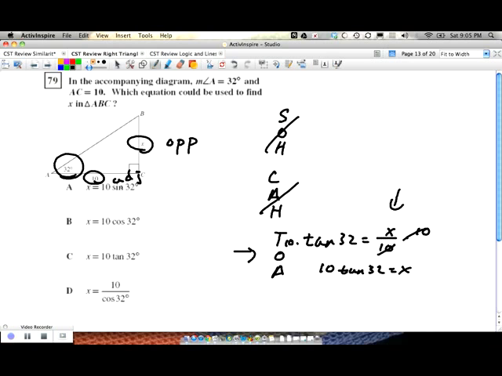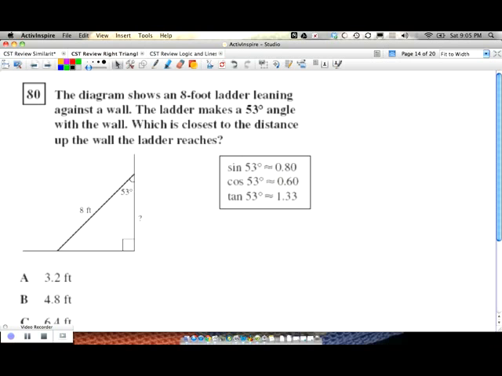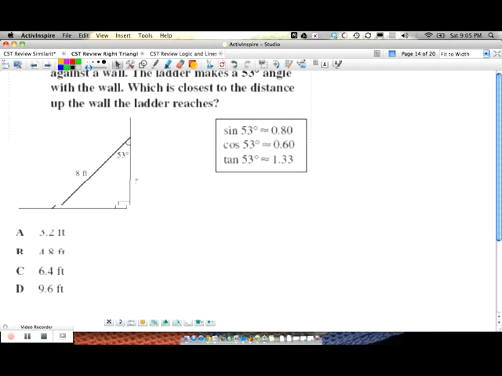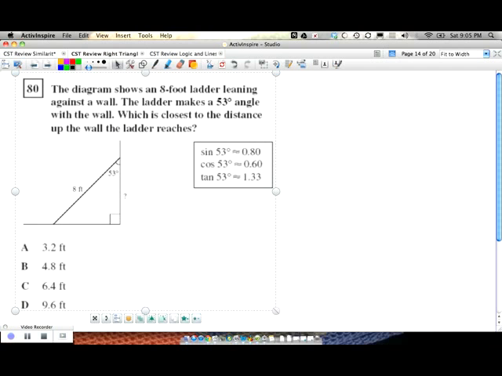Well, let's see if there's anything that matches that. The first one's using sine, so that's out. The second one's using cosine, that one's out. And the last one, D, is using cosine, so that's out. It's got to be C. Now, if I didn't know how to solve this equation, I could actually have guessed C even earlier, because it's the only one that even uses tangent. The others are completely different relationships. Let's keep moving on. We're doing pretty good here. Good pace. Let's see if we can finish this in the next 10 minutes or so.